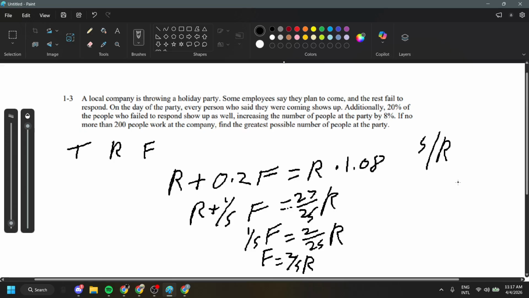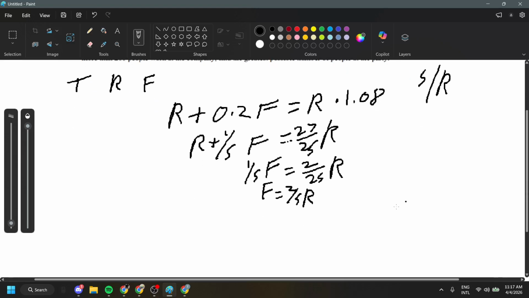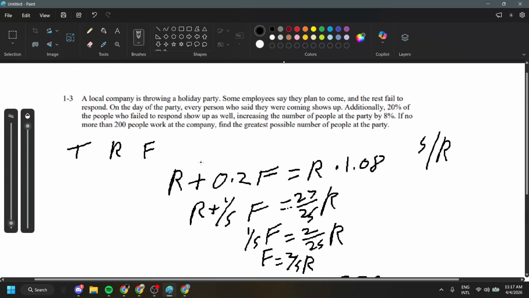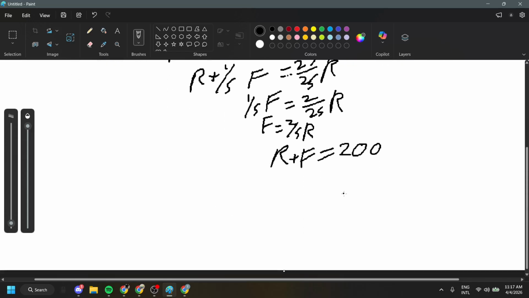Okay, so we just have this, and we know that R plus F is equal to 200. No, if no more than, oh, okay, yeah. Greatest possible number of people at the party. So we just need to plug this in to maximize it. Let's just plug in R plus 2/5 R is equal to 200.